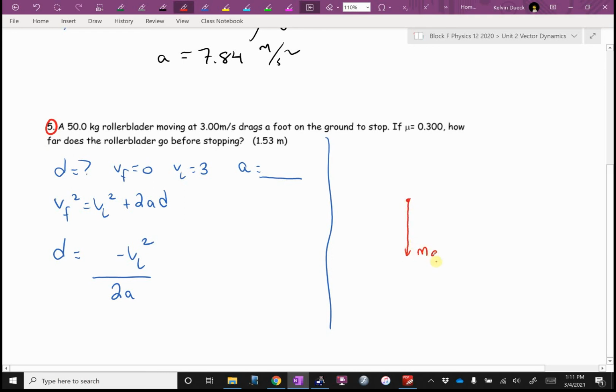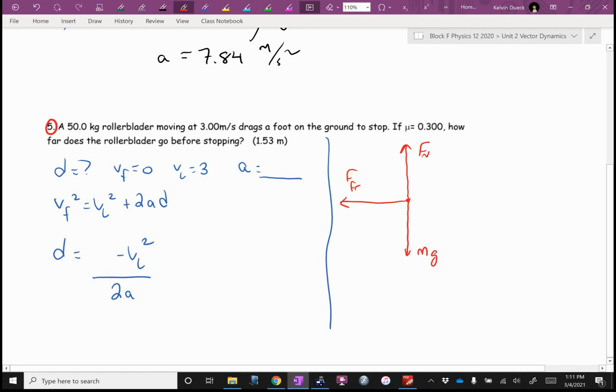What are the forces acting on this rollerblader? Gravity down, normal force up. And this rollerblader is coming to a stop. They are decelerating, so that means they're accelerating backwards. There has to be a force that way. What force is that? That's friction.